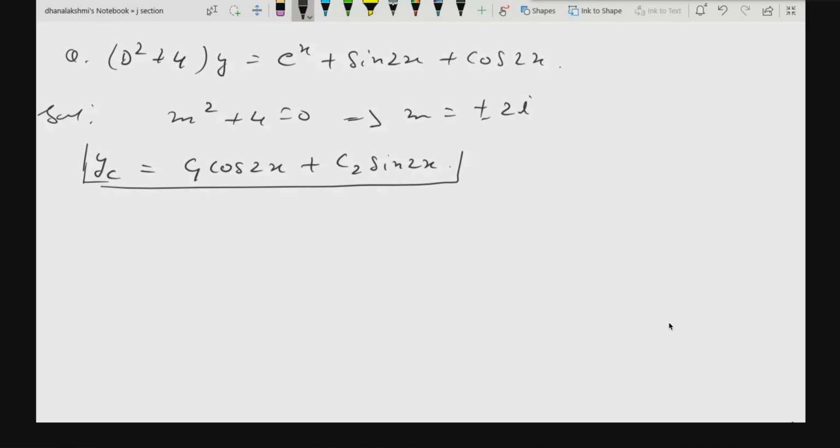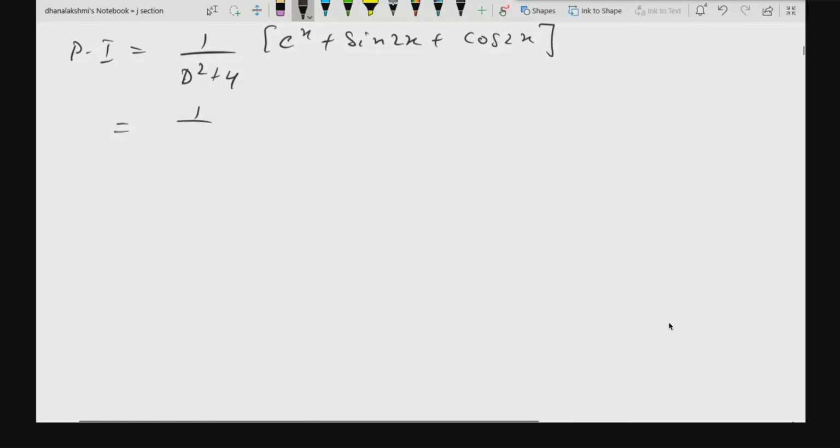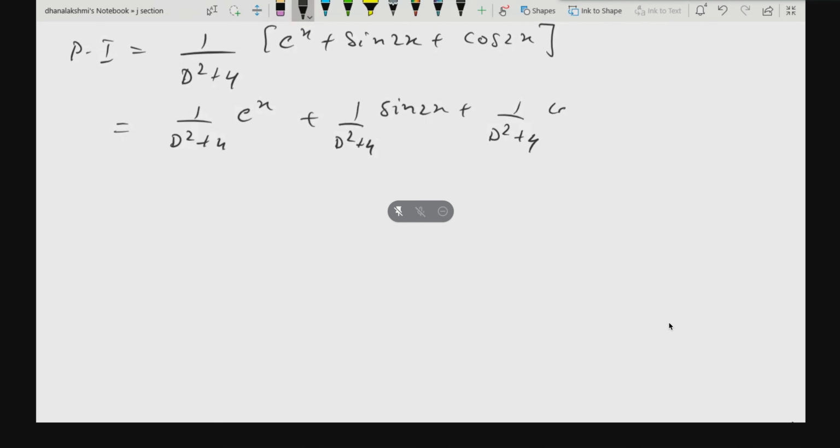Okay. Now the particular integral PI, which is given by 1 by f of D on e to the power x plus sin 2x plus cos 2x. Now since this is not as lengthy, we will not write it independently. Here itself we will solve this one. What you can do, this is nothing but 1 by D square plus 4 on e to the power x plus 1 by D square plus 4 on sin 2x plus 1 by D square plus 4 on cos 2x.